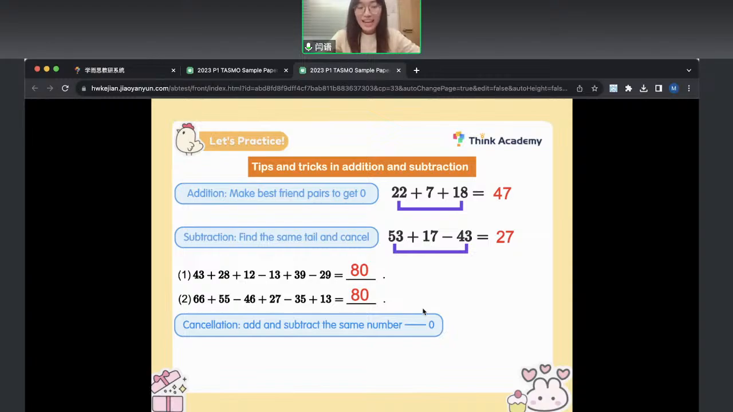That is, if you add and subtract the same number, you will get a 0. So now everyone, let's have a look. This is an example. 99 plus 25 plus 84 minus 84 minus 25. What is it? What is the answer? What is it?